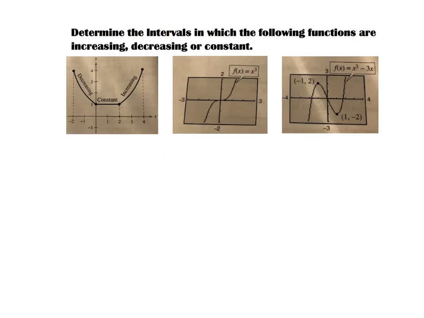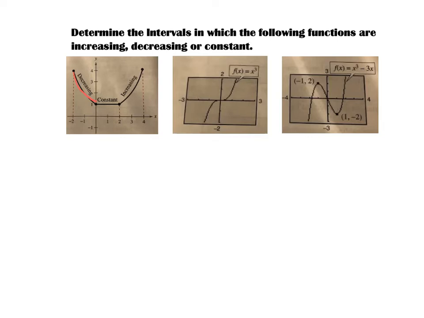Okay, our next topic of discussion is determining where a function is increasing, decreasing, or constant. So a function is increasing if it is going up from left to right, decreasing if it's going down from left to right, and constant if it is not increasing or decreasing.